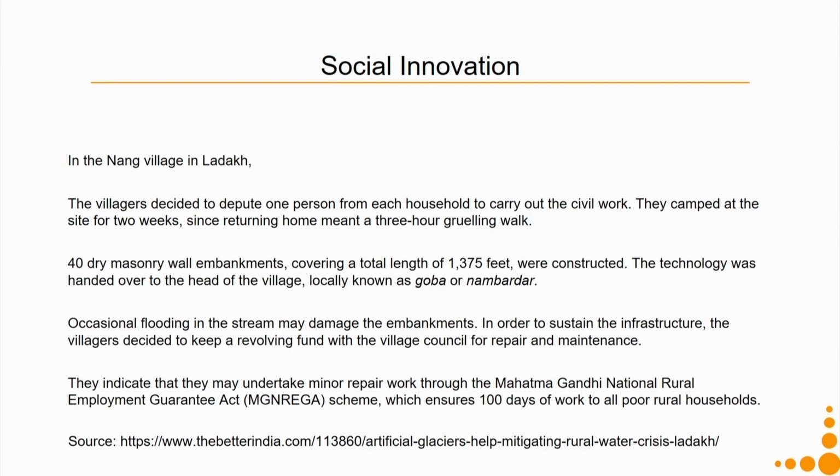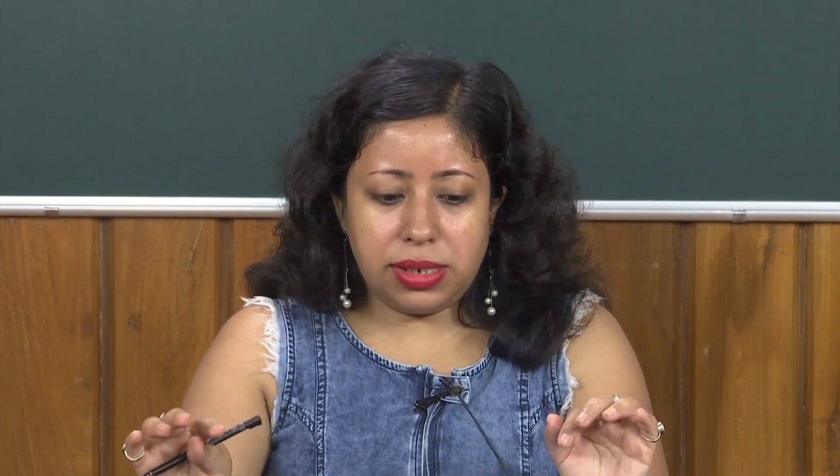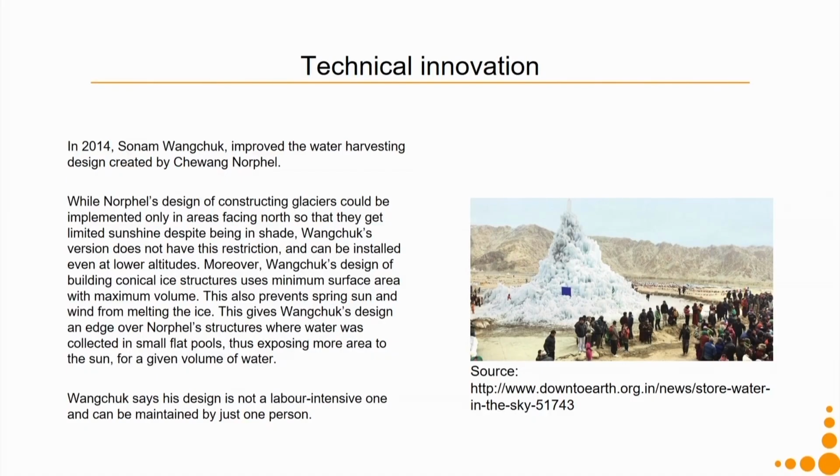So, this is the social innovation where villagers come together, arrangement for the finances is happening through contribution from the villagers, contribution from other sources were also brought in, along with combining the existing government schemes into the picture. Further technical innovation has happened. In 2014, Sonam Wangchuk improved the water harvesting design created by Chewang Norfel.